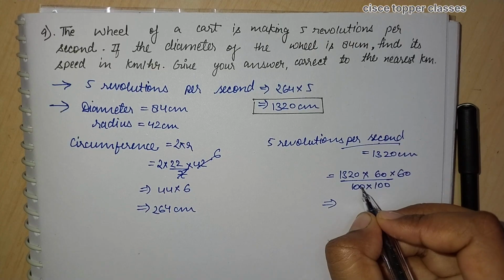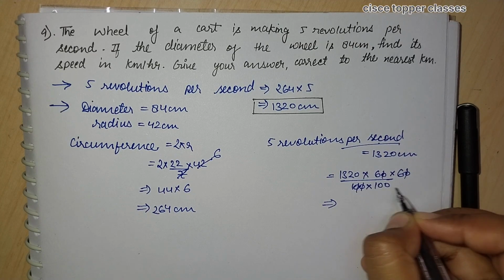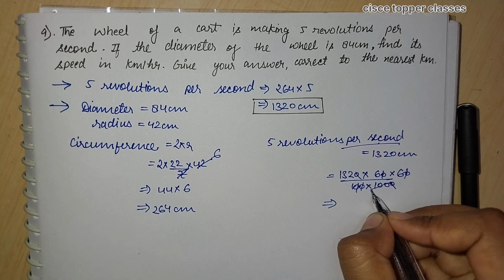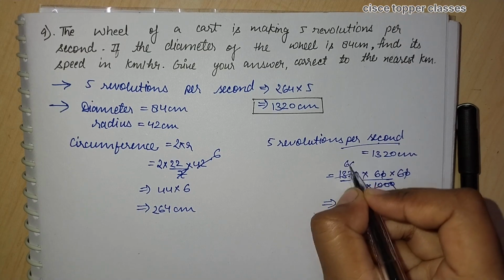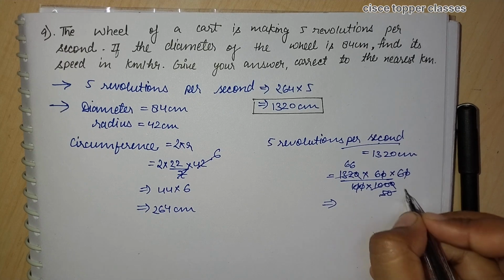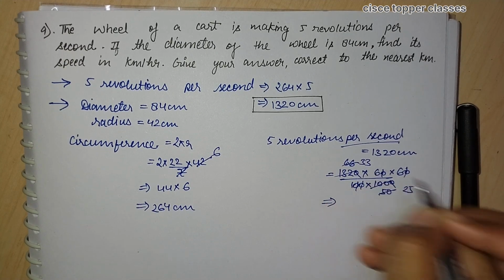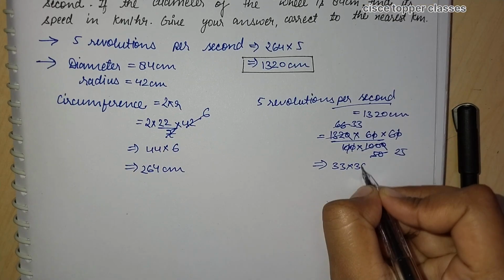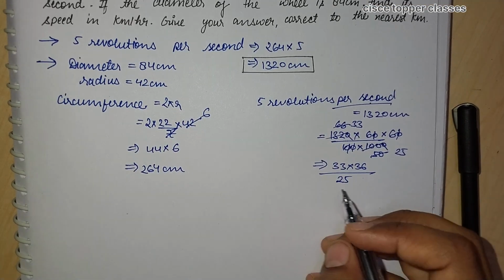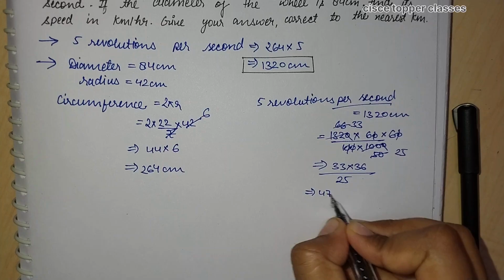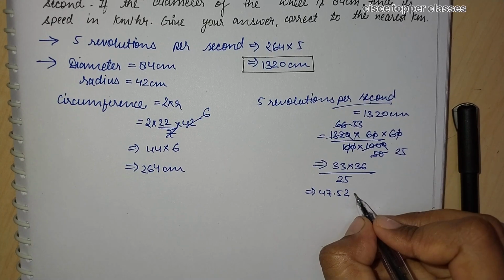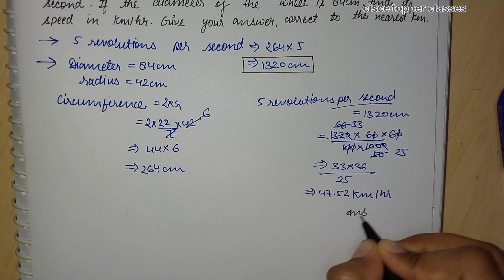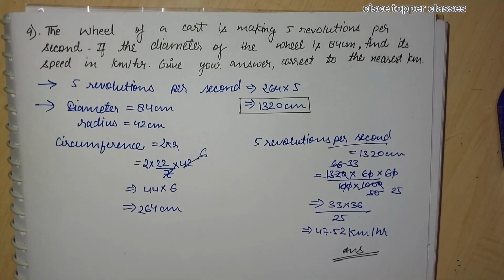Just we will divide, this will cancel out, 0 0, again this will cancel out, here we'll cancel out this part, so 66, again 25, 33, and here we can write 33 into 36 divided by 25. So the final answer will be 47.52 kilometer per hour. This is the answer in this question, and this is the solution of the ninth question.